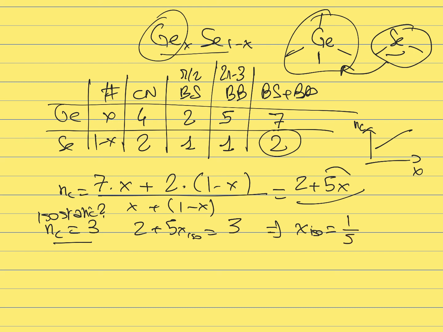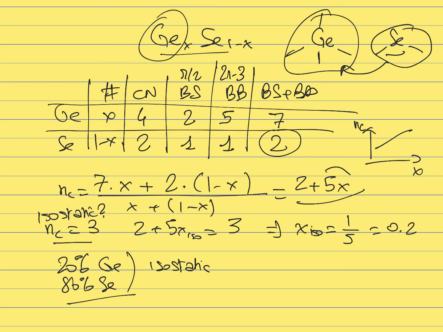And so in that case, you find that this condition would be satisfied if the x iso is equal to 1 divided by 5, which gives you a concentration for germanium of 0.2. So if you have 20% of germanium, and 80% of selenium, this is where you will have an isostatic glass. In this case, a glass that would have an isostatic structure with an average number of constraints equal to 3.